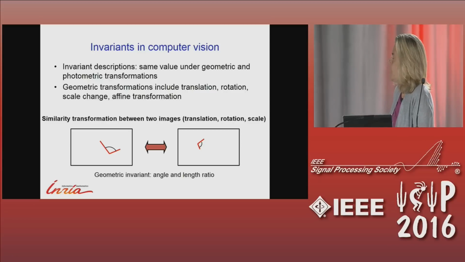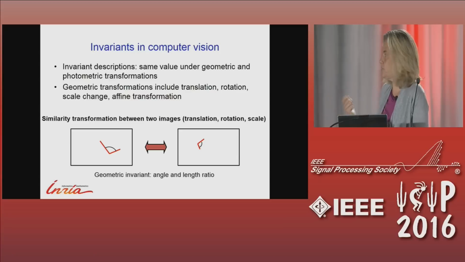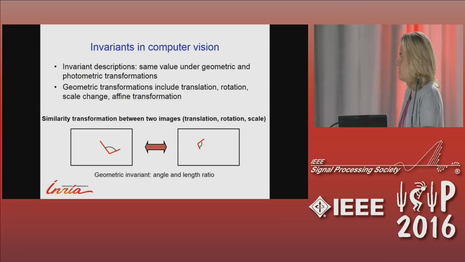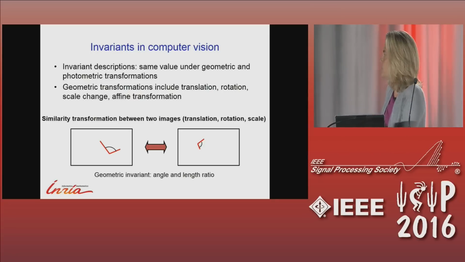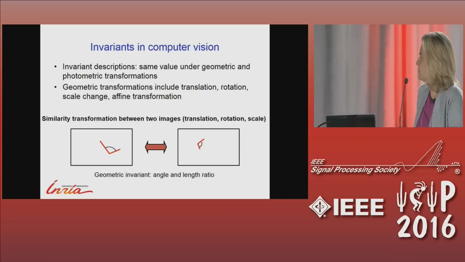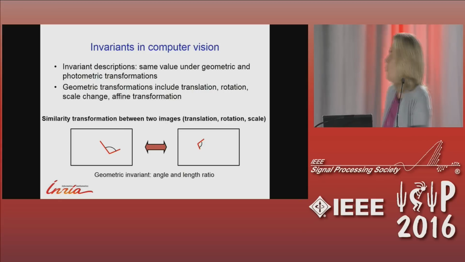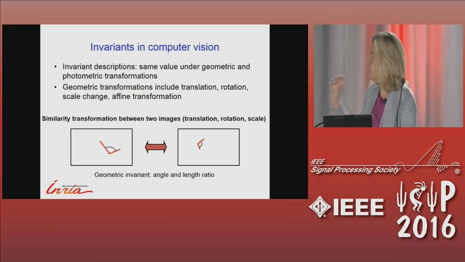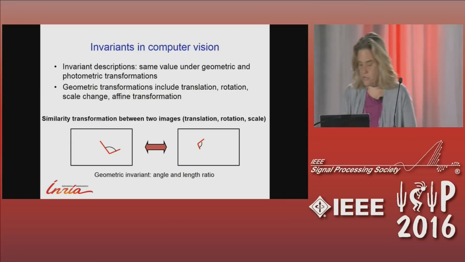The idea here is that you have the same value under geometric and photometric transformations. The geometric transformations: the simplest one is translation, just the plain translation of the image, then rotation of the image, and then more significantly, a scale change. Just to give a simple example, if you have a similarity transformation which transforms this configuration with rotation, scale, and translation, a simple geometric invariant would be the angle and the length ratio, right? So under this transformation, the angle and the length ratio stay the same.